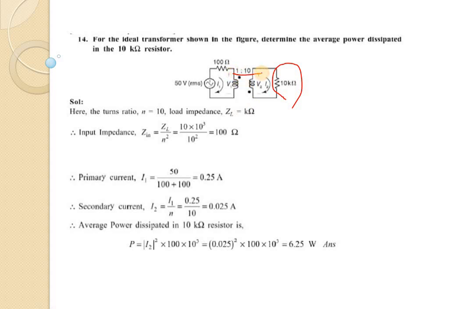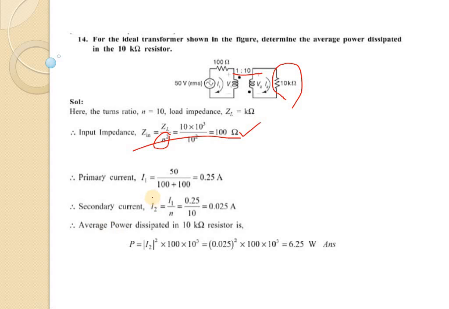Using that value, we have to calculate the input impedance. The input impedance value will be ZL divided by N square. The value of ZL is 10 kilo ohm, that is 10 into 10 to the power 3 ohm, divided by 10 square, where 10 is the turns ratio. So the input impedance value is 100 ohm.